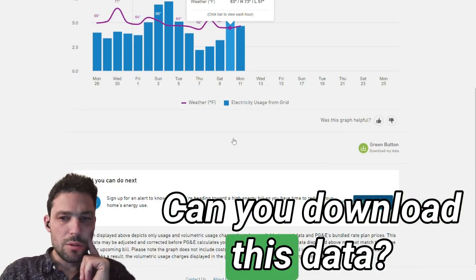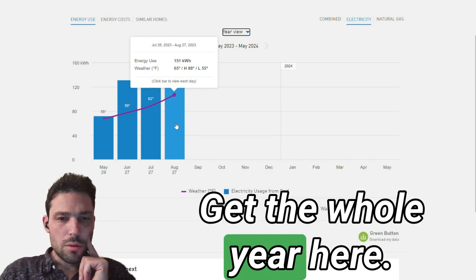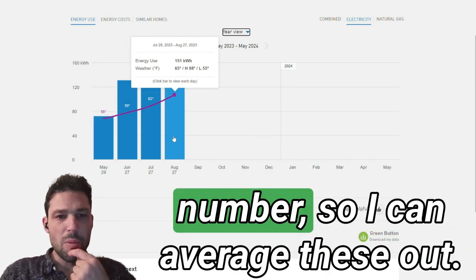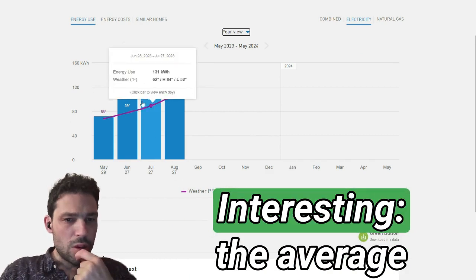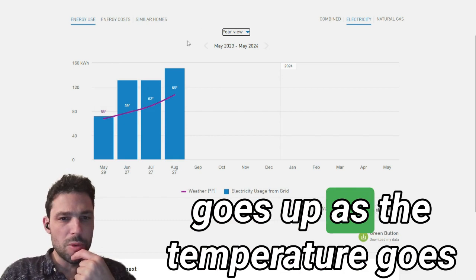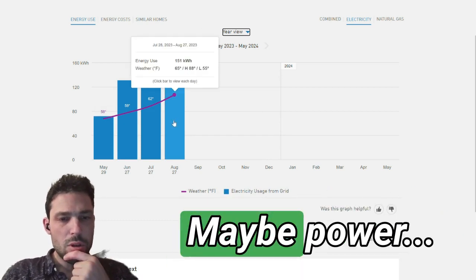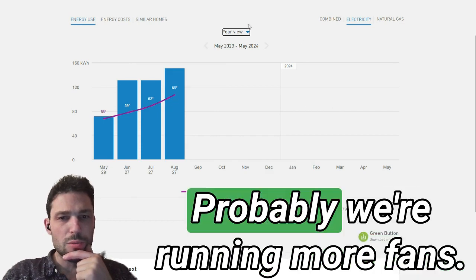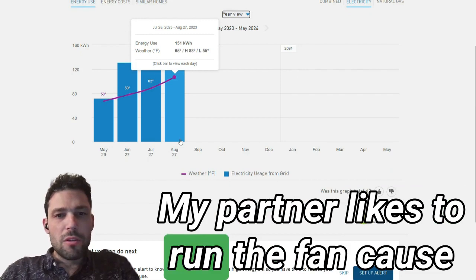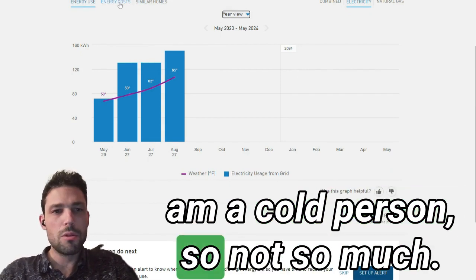Can you download this data? Doesn't look like there are a few the whole year here. I haven't looked here very long. But this is better because it's a monthly number. Average these out. Interesting, the average temperature. It seems like my usage actually goes up as the temperature goes up. Why is that? Maybe I run an air conditioner. Probably we're running more fans than most. We do run a fan sometimes. Printer likes to run the fan. It's too hot easily, whereas I'm a cold person.